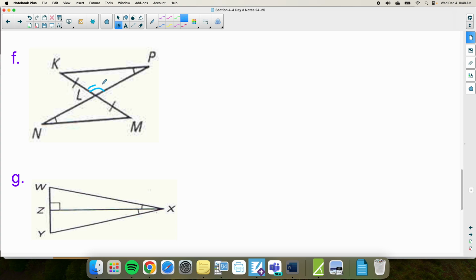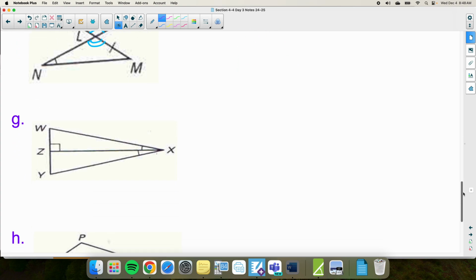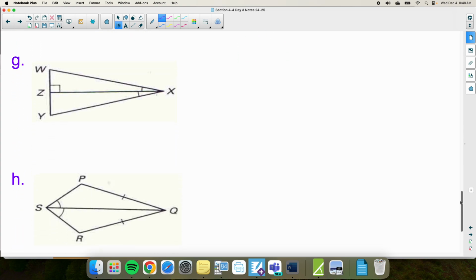Okay. All right, if we look at F, what else can I mark? Vertical. And what is that one then? Yep, angle, angle, side. If I look at this one, if this is a right angle, this is a right angle, and then I also have reflexive. So what would that be then? Angle, side, angle.